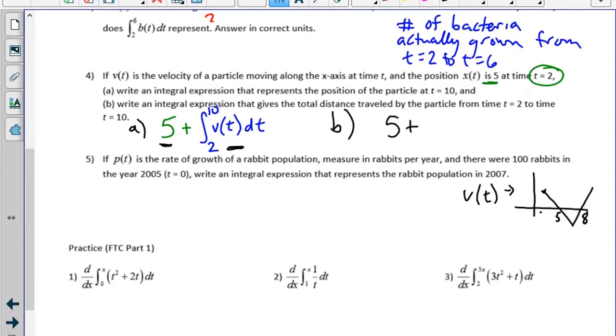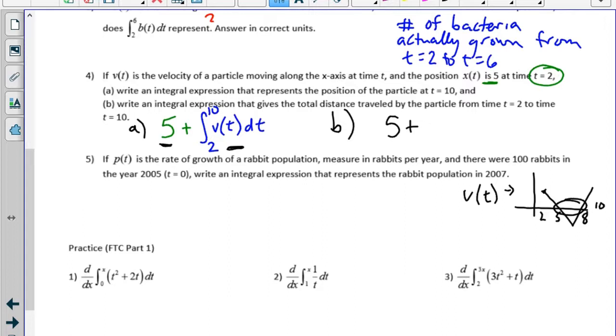Well, what I would have to do is say it's 5 plus the integral from 2 to 5 of v of t dt minus the integral from 5 to 8 of v of t dt plus the integral from 8 to 10 of v of t dt. But that's a lot of work, and we don't even know where these are. I just made some assumptions that they were at 5 and 8 just so I could show you what was going on.